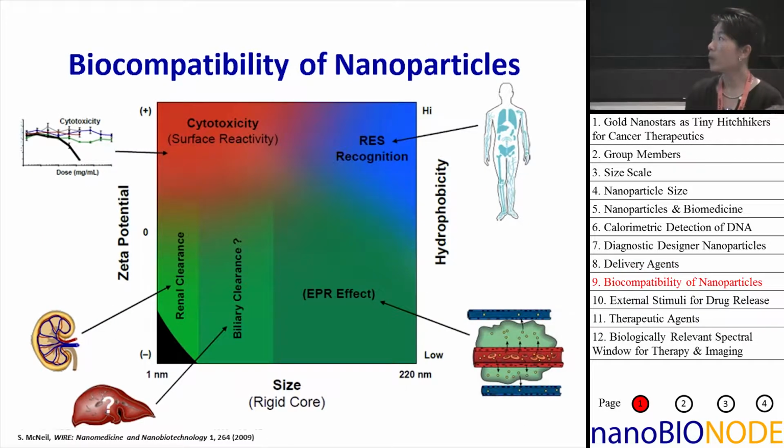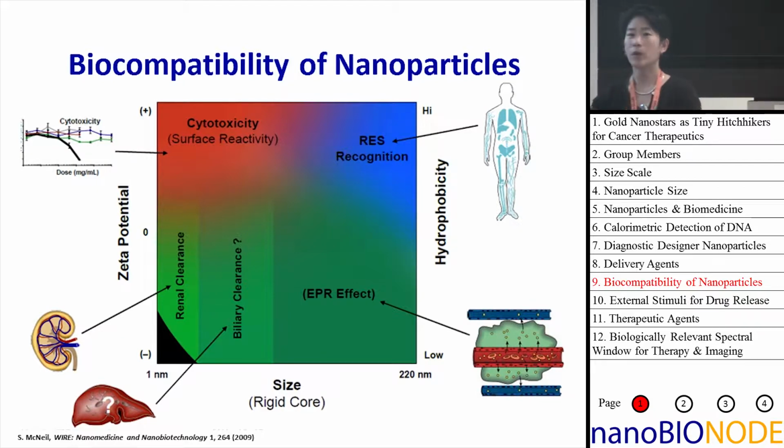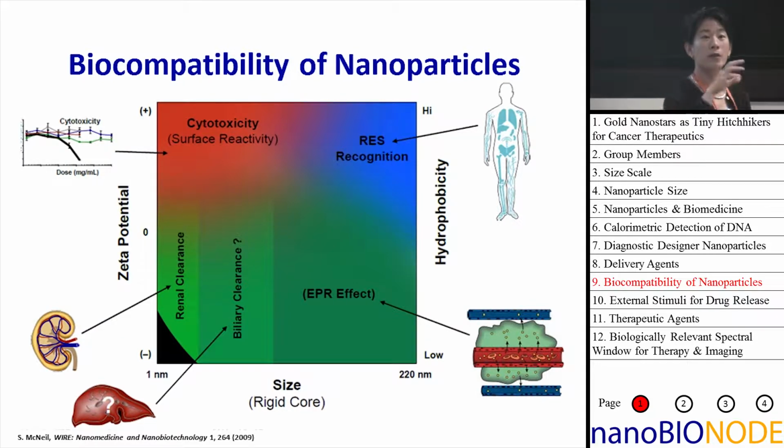Okay, this is probably one of the most important slides in this entire talk. It's based on this idea of what is necessary to actually get the particle that you designed to go where you want it to go. And it sounds really simple, but it's actually very challenging. And so this guy, Scott McNeil, he's one of the directors of the NCL, the National Nanoscale Characterization Laboratory, as part of the National Cancer Institute.